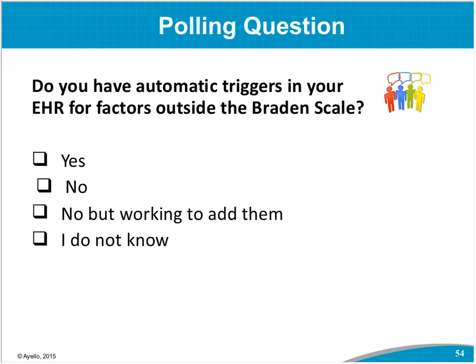All right, do you have automatic triggers in your electronic health record for factors outside the Braden scale, which is what we've been talking about here in terms of some of the factors that we've been looking at, like transportation time, diagnosis, medications.